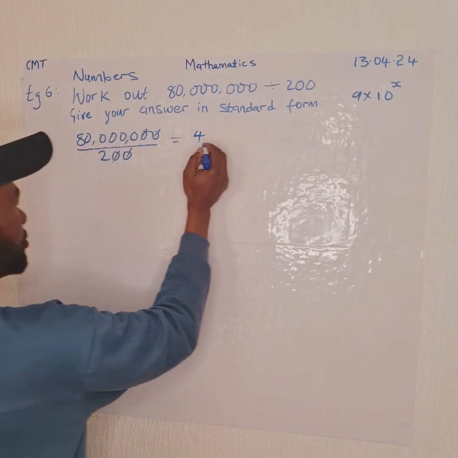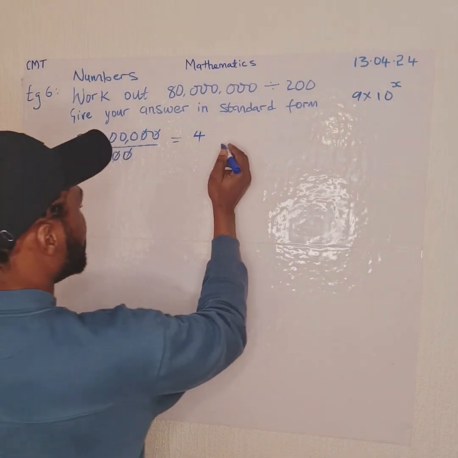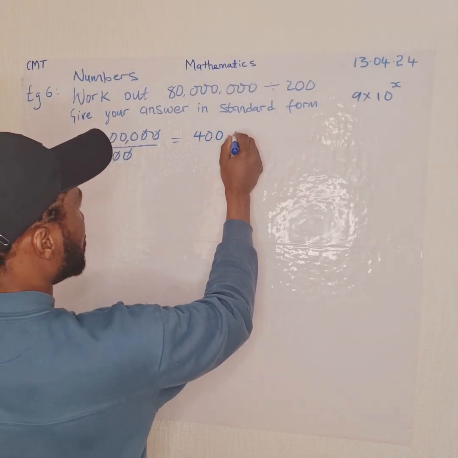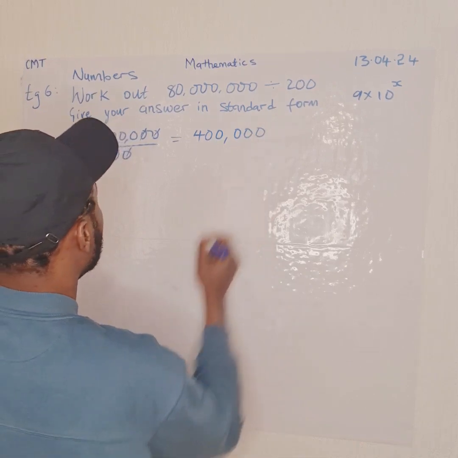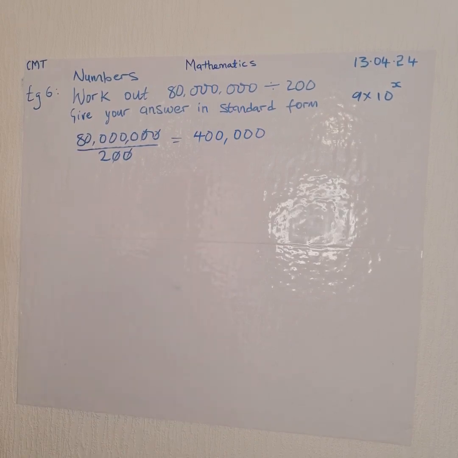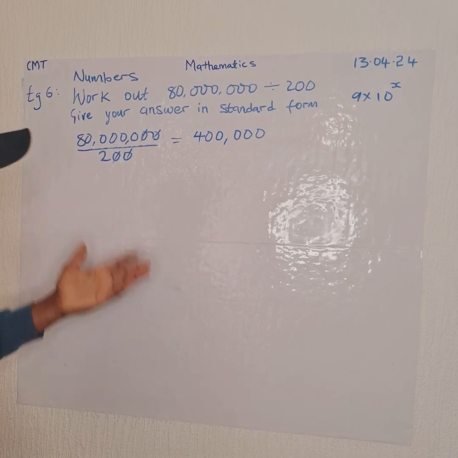Then we put back the zeros that are left, which is 1, 2, 3, 4, 5. 5 zeros. So you have 4 followed by 5 zeros. That's 400,000. Now the real question is, we want this answer in standard form.